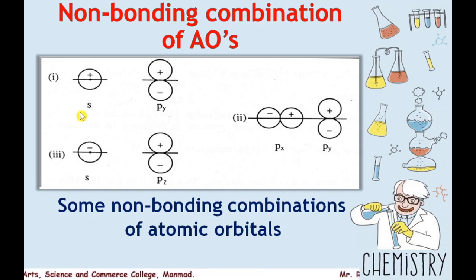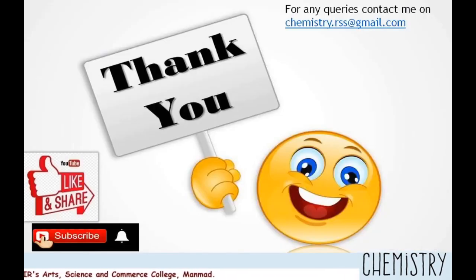So non-bonding combinations are s with py, s orbital with pz orbital, px orbital with py orbital, px orbital with dyz orbital. These are some unsuitable combinations for bonding. Hence, these are some non-bonding combinations of atomic orbitals.